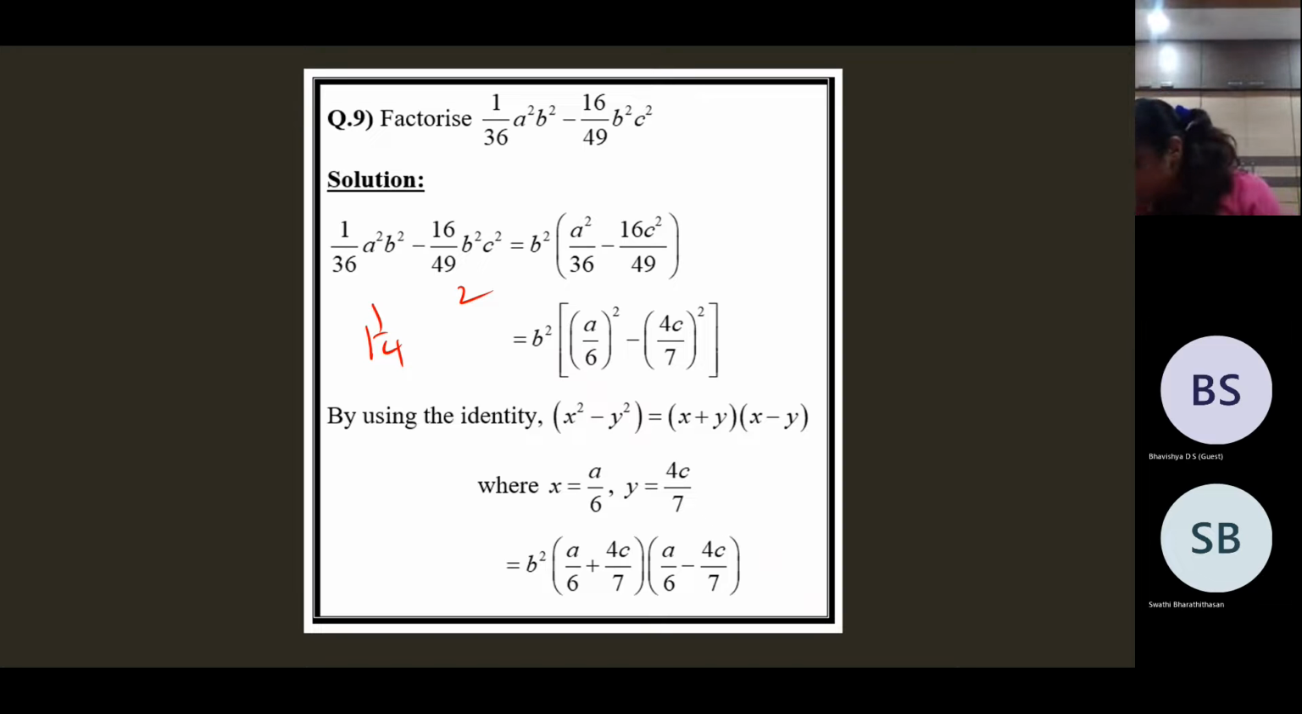For the 9th one, so, Swati, the thing is you didn't take out the common factor. B square is common. You must take out the common factor first. Always. Taking out the HCF is the first step. If the HCF is something other than 1, so B square is common. You must take out the common factor. Then you get A square by 36 minus 16 C square. Sorry, B square is the common factor, B square. So you get this and then the rest you understand. Correct, Swati?